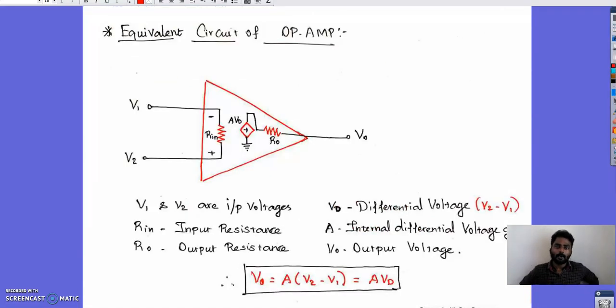And this is the equivalent circuit of your operational amplifier. We have two resistances, input resistance and output resistance, and a voltage gain source, AVD, where VD is the differential voltage. The operation of differentiation is happening here. Here V0 is the output voltage, V1 and V2 are input voltages, Rin is the input resistance, and RO is the output resistance, where VD is the differential voltage, that is V2 minus V1. So the output voltage equals the gain times the differential voltage, V2 minus V1, which is equal to A into VD.